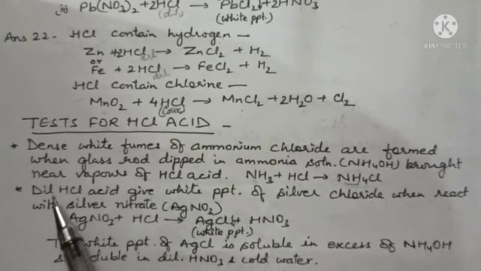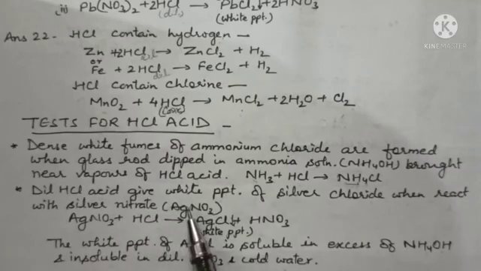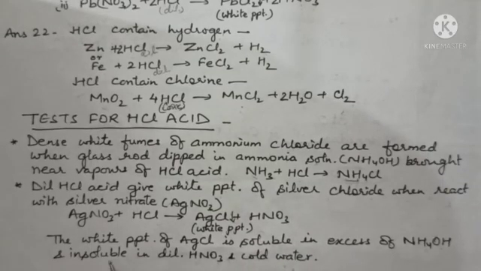The second test is that dilute hydrochloric acid gives a white precipitate of silver chloride when it reacts with silver nitrate. When silver nitrate reacts with dilute hydrochloric acid, it gives an insoluble white precipitate of AgCl. But this insoluble white precipitate of AgCl is soluble in excess of ammonium hydroxide, but it is insoluble in dilute nitric acid and cold water.